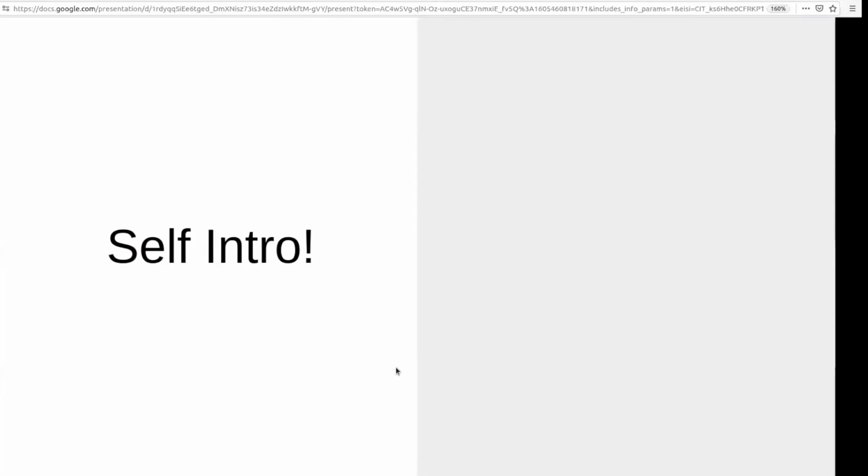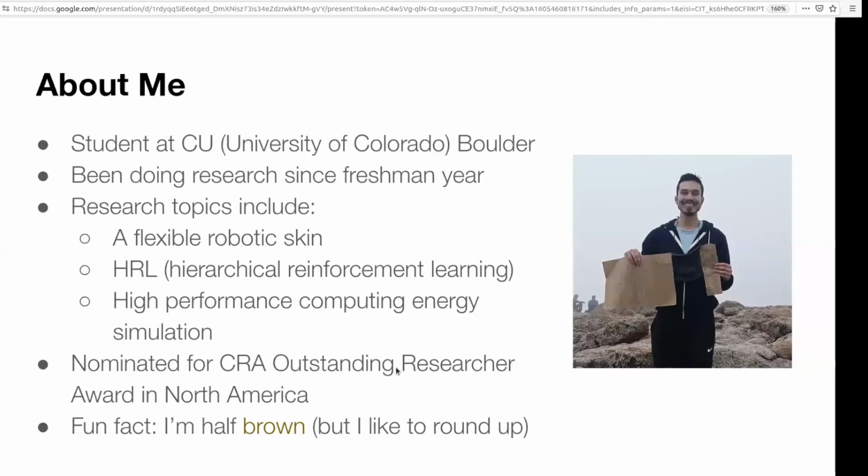So let me start with a self-introduction first. I'm currently a student in computer science. I'm a senior at the University of Colorado Boulder. I've been doing research since freshman year. And there are three kind of pillars to my research. The first one is the main one: a flexible robotic skin.